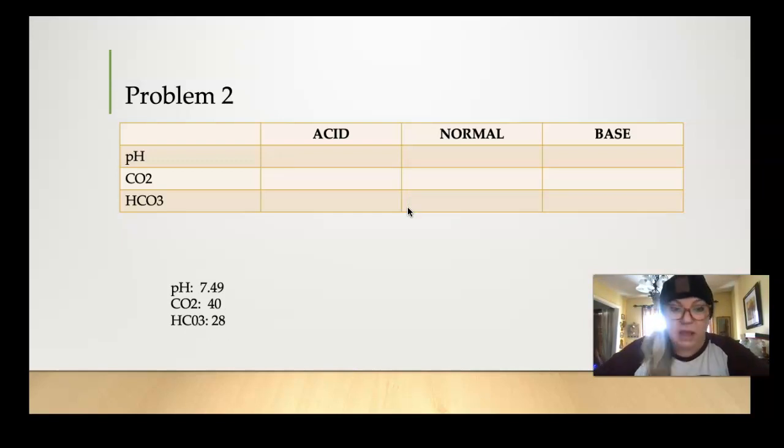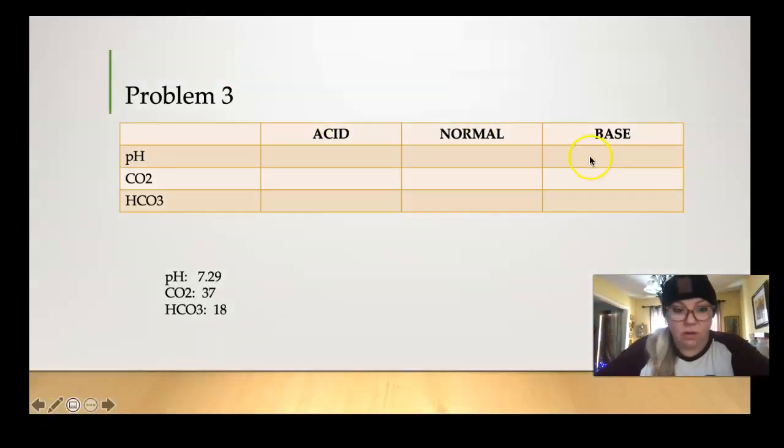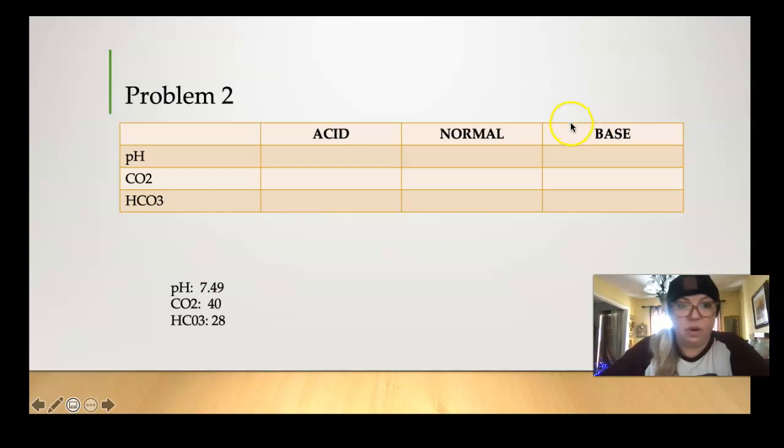All right, problem 2. And I'm going to try and fill this in best I can. Our pH is 7.49. If you remember your normal values, 7.49 is alkalotic. So I'm going to put my pH over here. Mind you, I'm marking on my computer on a trackpad. I'm not that good at this, but I'm going to do my best.